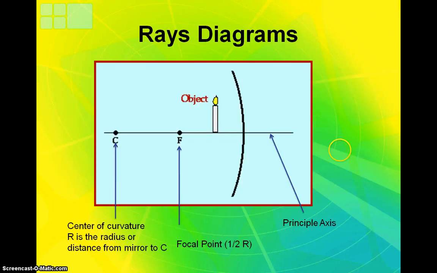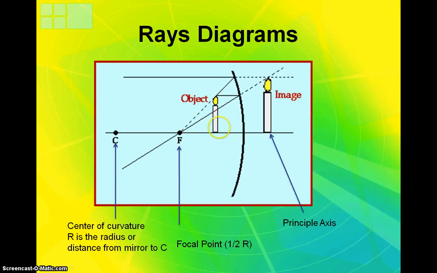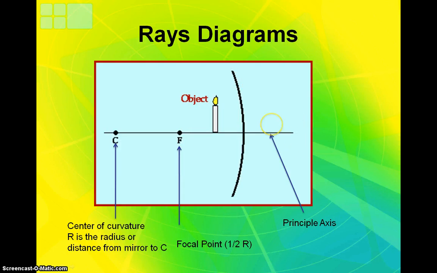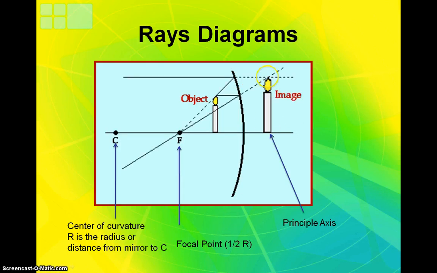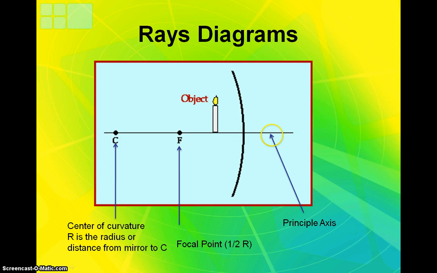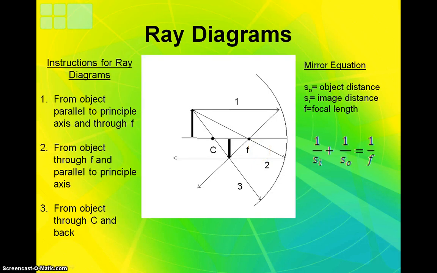Here is an example where we have a ray diagram, right? And you have the object in front of the mirror. It's creating a virtual image because it's behind the mirror over here, and it's magnified, it's larger than the object, and it's also upright. Whereas if we look at this, you can see that this is an example of a concave mirror creating an image that is smaller than the object, and it's inverted, or upside down. So it's real and it's inverted and it's smaller.